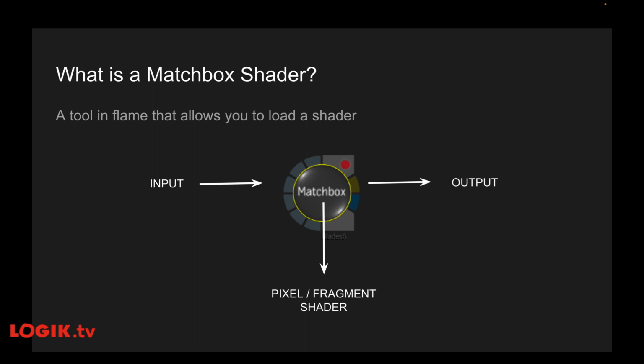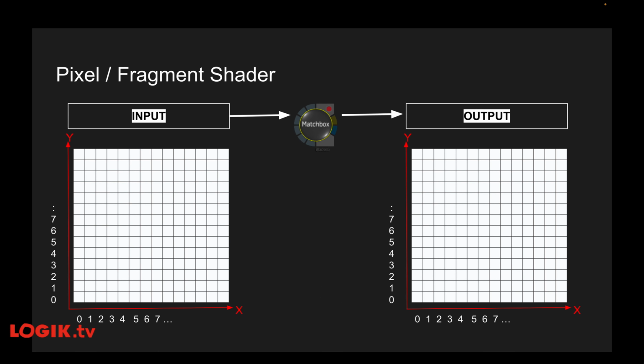I think it's important to mention that although there are different types of shaders, like vertex shaders or face shaders, Flame only allows us to load or build pixel shaders, which are also known as fragment shaders, using Matchbox. So we are going to only focus on this kind. And what a pixel shader is going to do is that it's going to affect each pixel of any given image individually and convert it into an output.